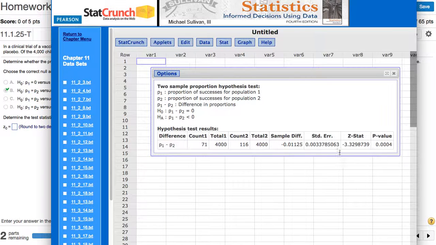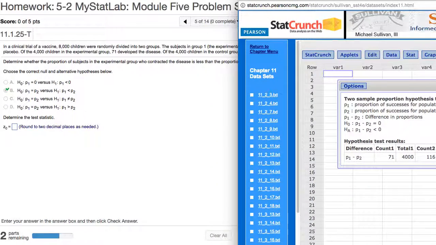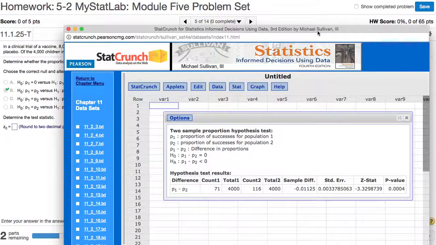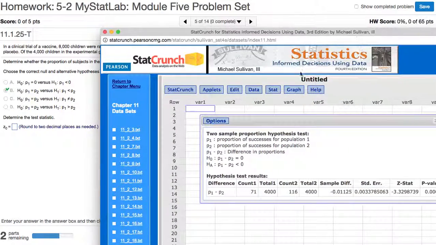So now here we have the z-test statistic, or z-statistic, and let's put that in there. So negative 3.33.